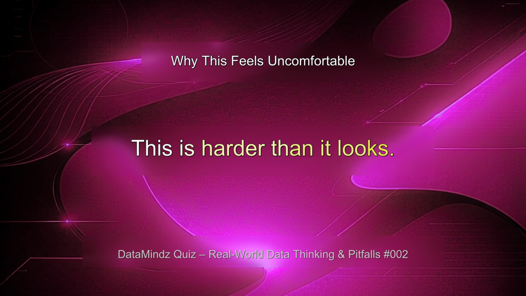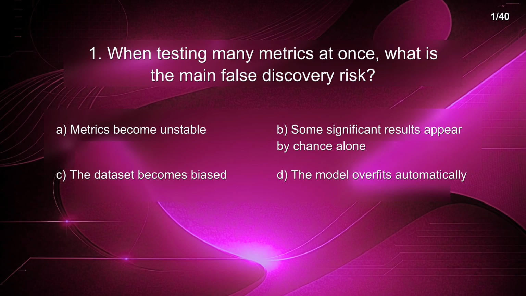Why this feels uncomfortable? This is harder than it looks. First question. When testing many metrics at once, what is the main false discovery risk? A. Metrics become unstable. B. Some significant results appear by chance alone. C. The dataset becomes biased. D. The model overfits automatically.